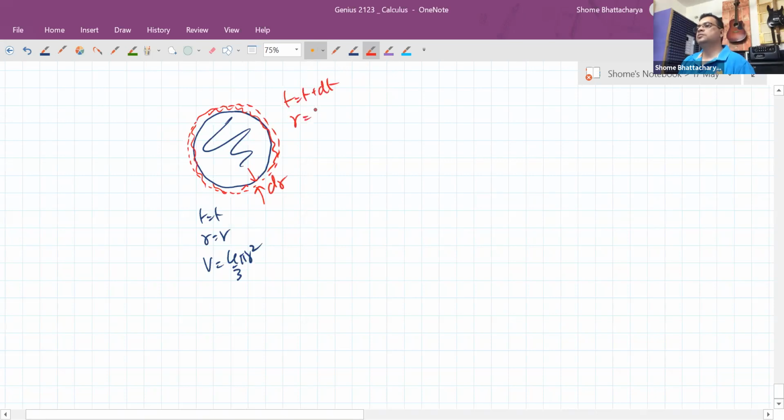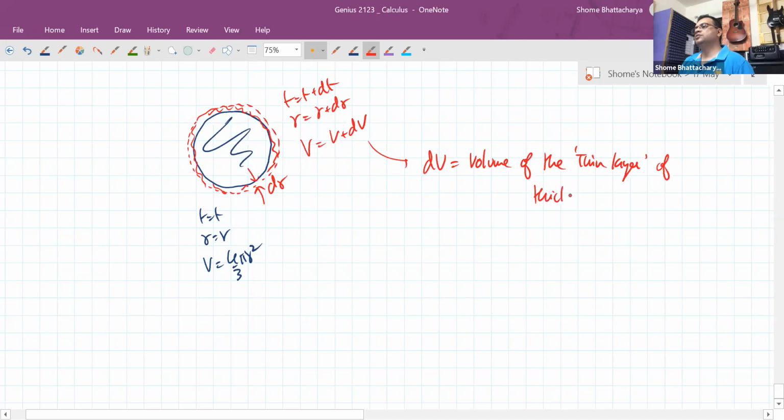So the radius has become r plus dr. So the volume has become v plus dv. Okay. Now that dv is the volume of the thin layer added. So that thin layer is of thickness dr. So what will be the volume of that thin layer? It will be surface area into thickness. Does this make sense, people? Yes.